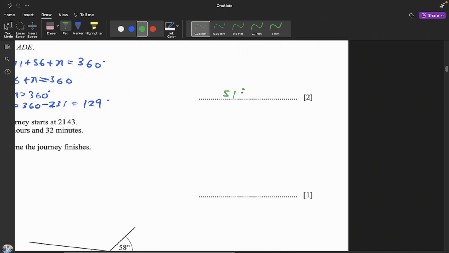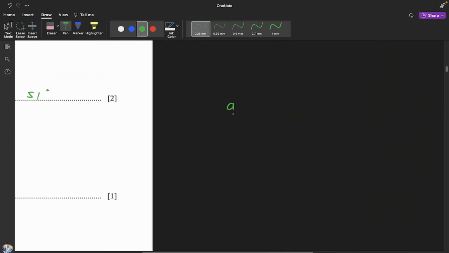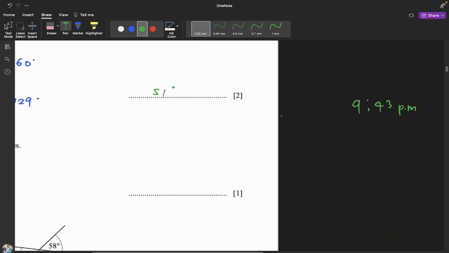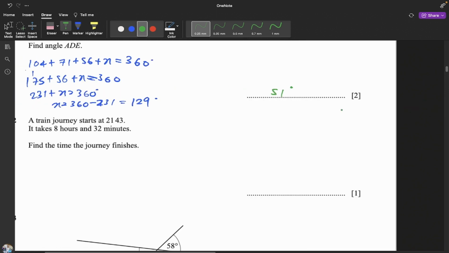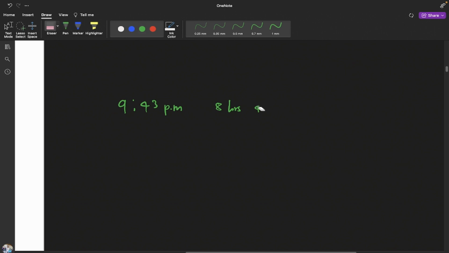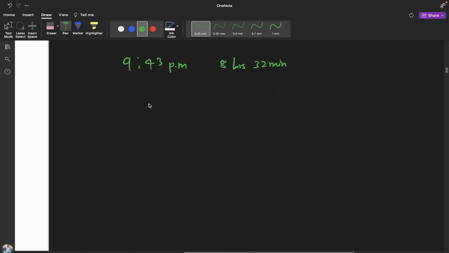So it's 21:43, which means 9:43 p.m. in our normal 12-hour clock, and it takes 8 hours and 32 minutes. The first thing you have to do is add the minutes, 43 and 32. 43 plus 32 gives you 75. 75 can be broken down into 60 minutes plus 15 minutes. 60 minutes is 1 hour plus 15 minutes.